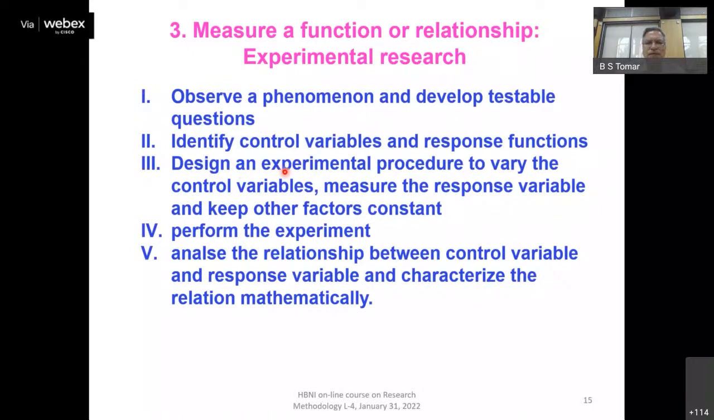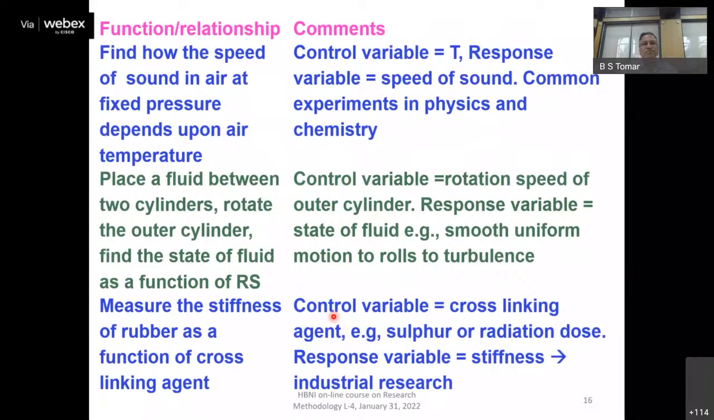Design an experimental procedure to vary the control variable. It could be more than one variable also. Measure the response variable and keep other factors constant. Then you perform the experiment, analyze the relationship between the control variable and the response variable, and characterize the relation mathematically. So you may ultimately get a mathematical relationship between the dependent and independent variable, and so you are bringing in new research, new knowledge.